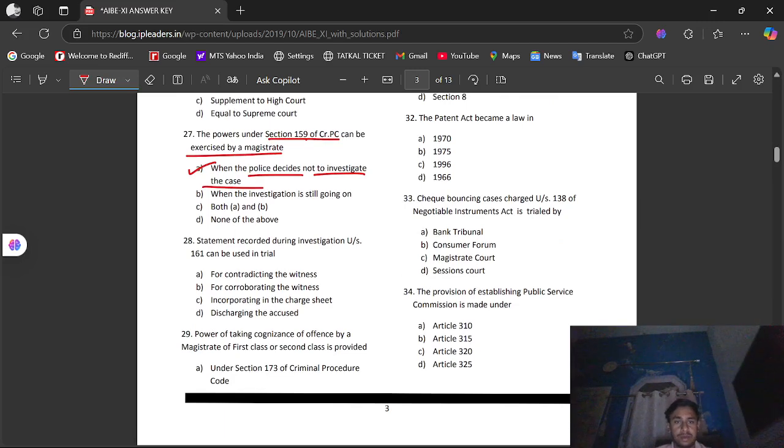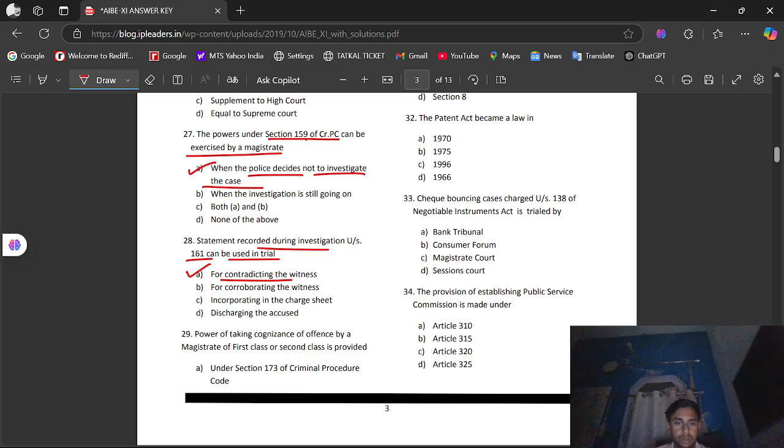Question number 28. A statement recorded during investigation under section 161 can be used in trial. Option A, for contradicting the witness. Option B, for corroborating the witness. Option C, incorporating in the charge sheet. Option D, discharging the accused. The right option is option A, for contradicting the witness. So the statement recorded during investigation under section 161 can be used in trial for contradicting the witness.